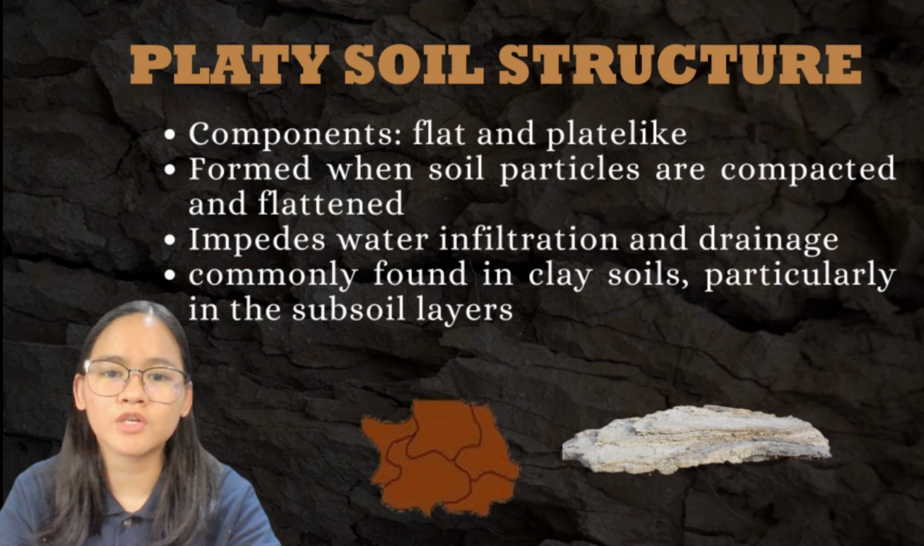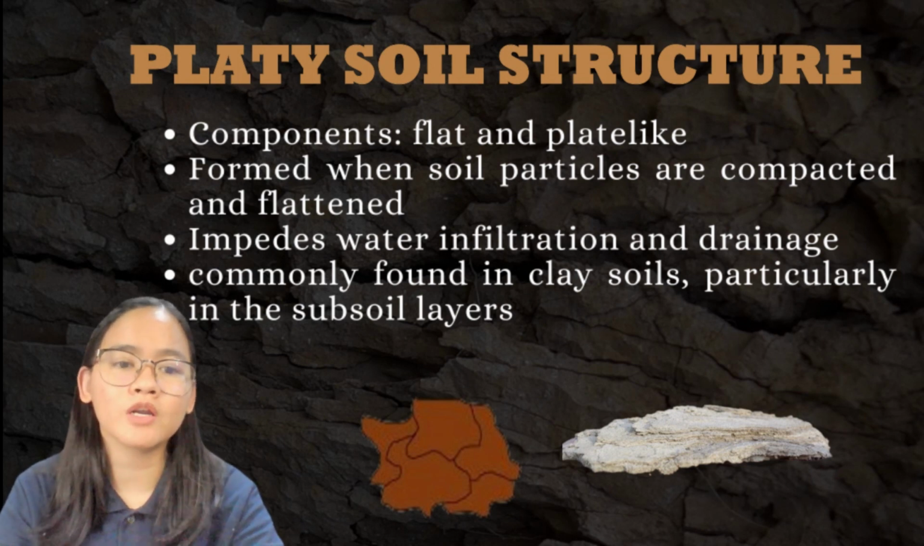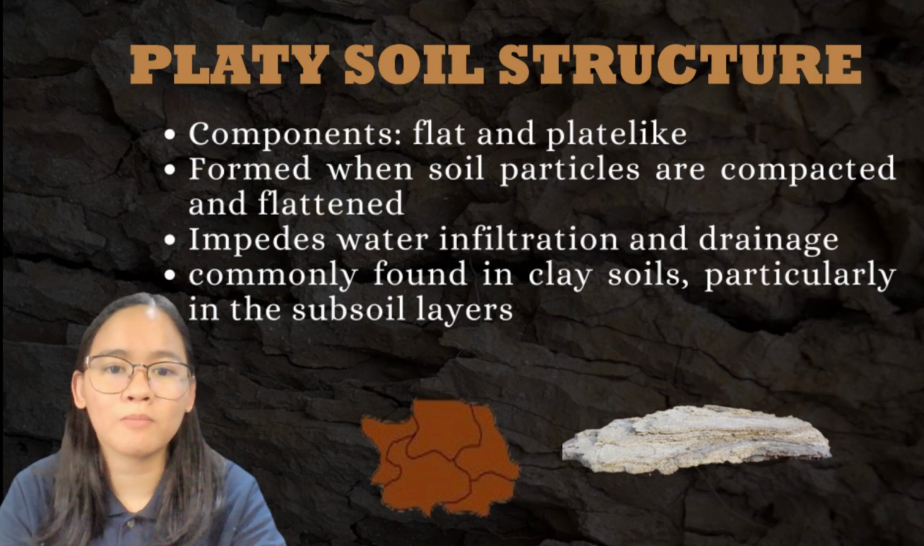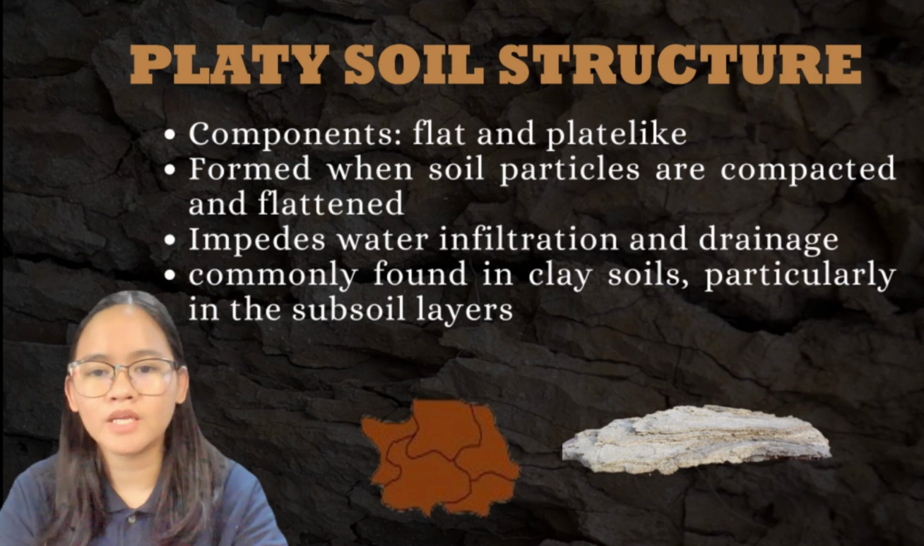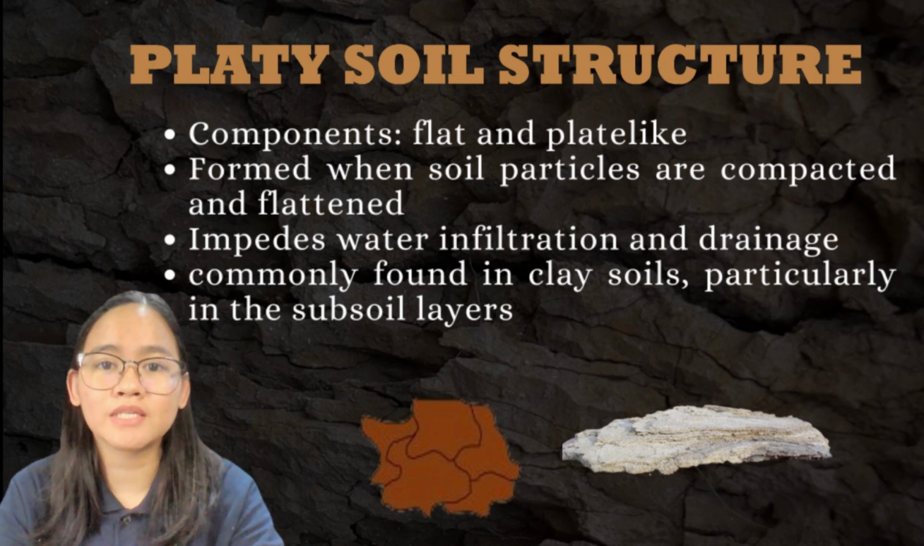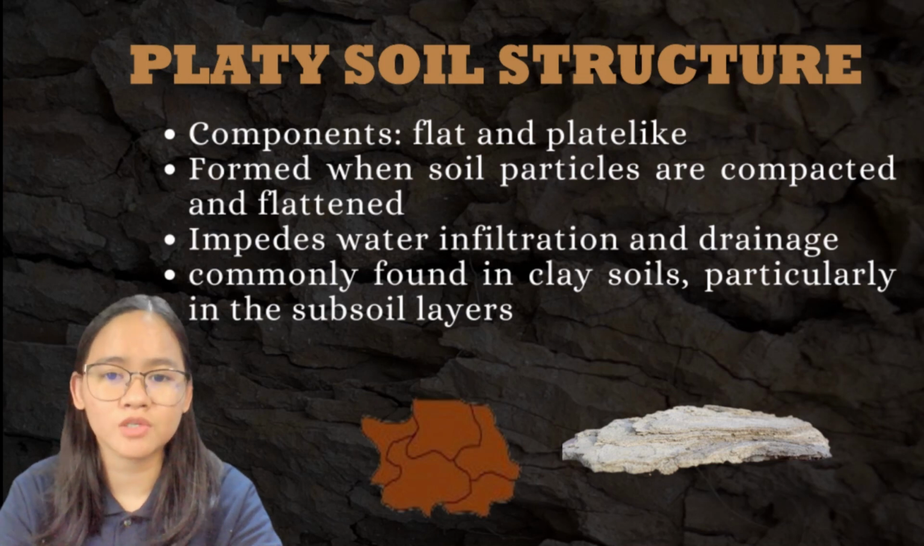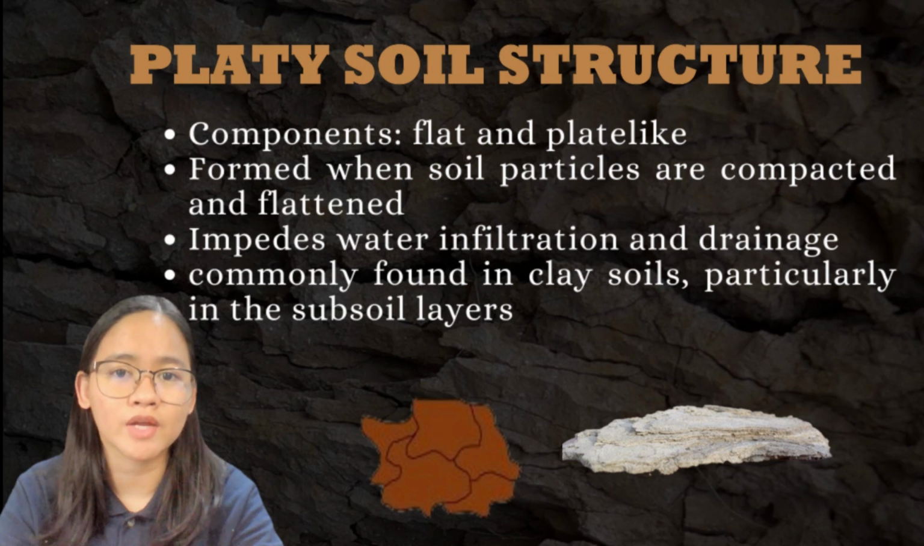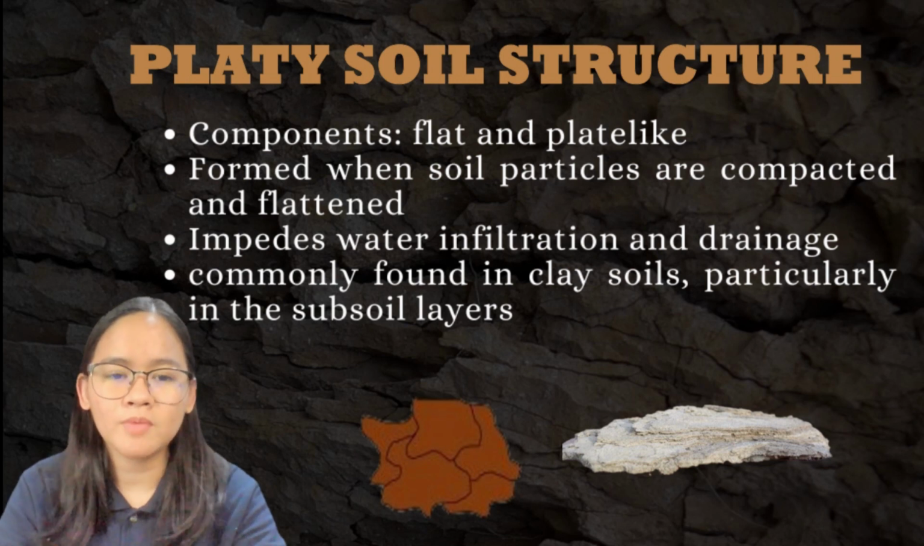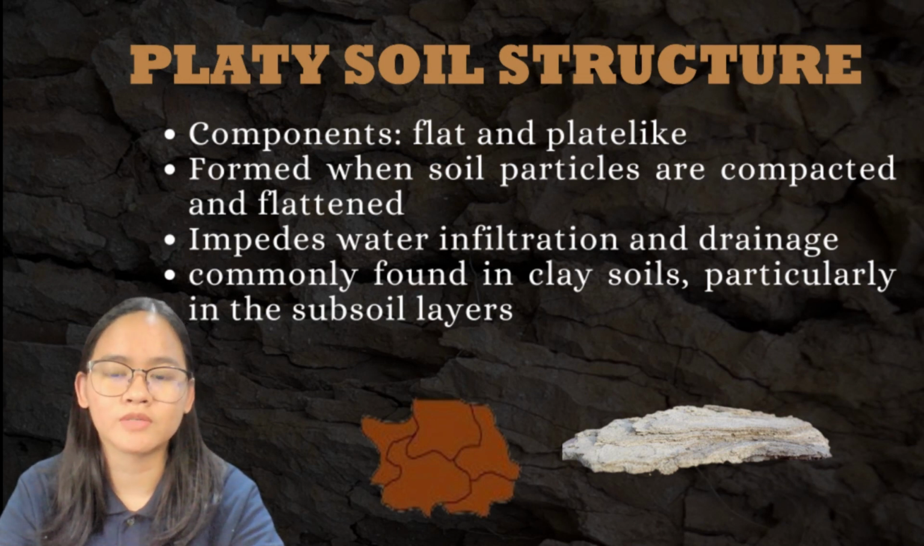The structure impedes water infiltration and drainage, leading to poor soil aeration and low plant productivity. The plates may be easily detached by pulling the horizontal layers apart with a penknife. The platy structure of the soil tends to obstruct the downward circulation of water and plant roots. Platy structure is commonly found in clay soils, particularly in the subsoil layers.